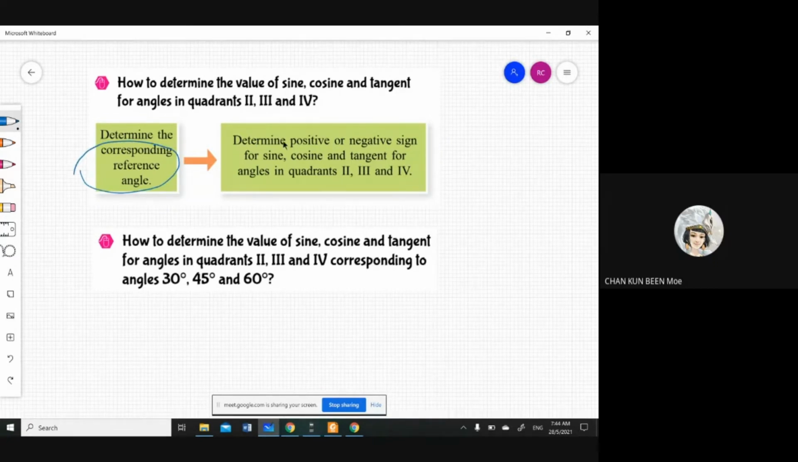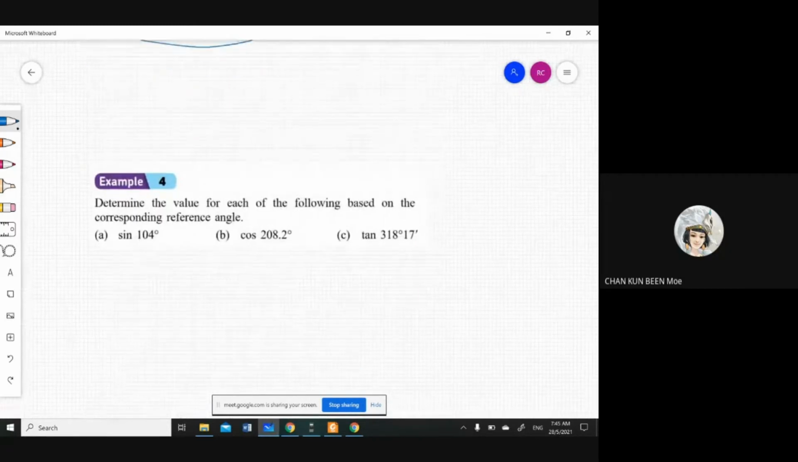Next, you just need to determine the positive or negative sign for all the angles in quadrant 2, 3, and 4. So you already know the ASTC. Apply that. After that, we are going to enter the second part: how to determine the value of sine, cosine, and tangent for the angle in those three quadrants corresponding to 30 degree, 45 degree, and 60 degree. These are the fixed angles whereby we can get the values without using the calculator. Hopefully you still remember that. So let's see the first one.